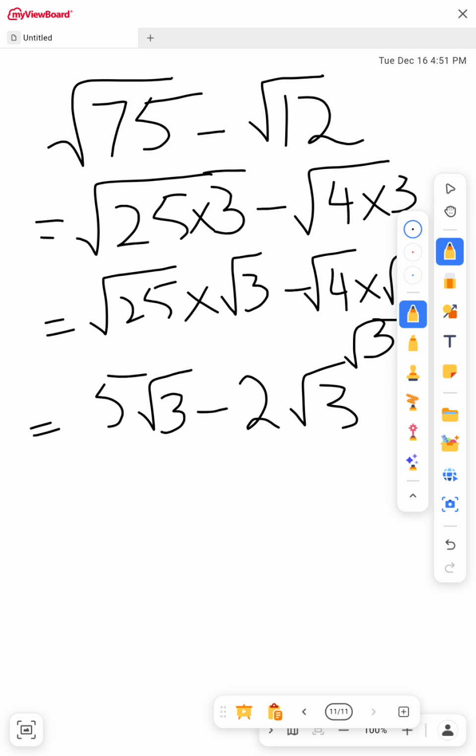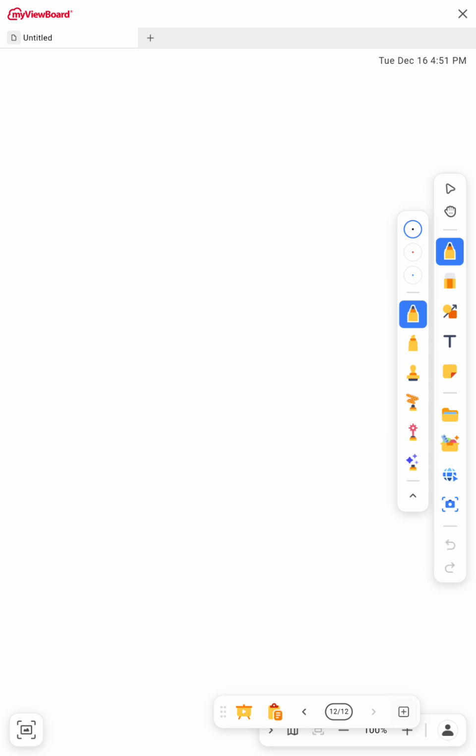This is how we solve it. So the answer is, 5 minus 2 is 3, 3 square root 3 is the answer. Okay, so I hope you understood it. Let's move on to another question.